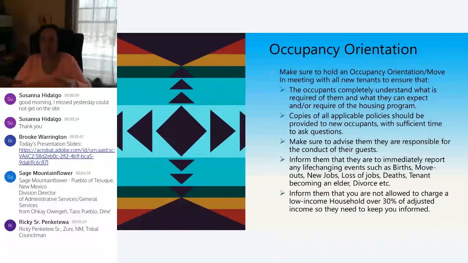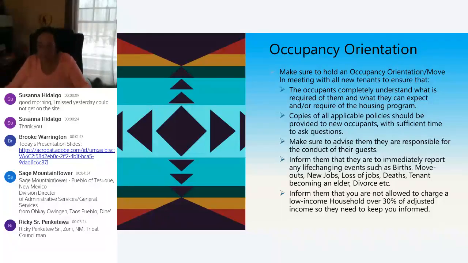Make sure to hold an occupancy and orientation move-in meeting with all new tenants to ensure that your occupants completely understand what is required of them, what they can expect and or require of your housing program. Copies of your applicable policies should be provided to new occupants with sufficient time to answer questions. Make sure to advise them that they're responsible for the conduct of their guests.